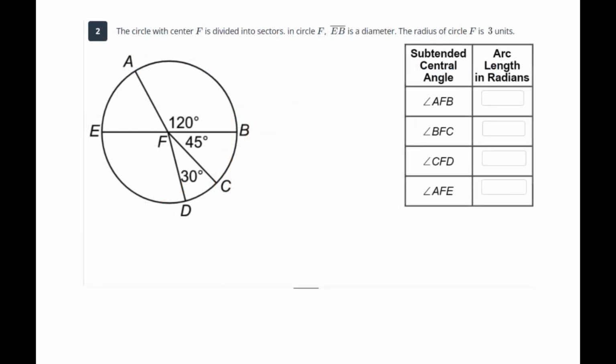This question is asking about arc length, and it's in radians. So arc length has to do with the circumference of the circle, which is 2 pi r. And you have to know what your central angle is to find your arc length. So if you know what your radius is, 3, then when you're finding your arc length, you're going to have theta over 360 times your circumference, or 2 pi r. In this case, r is 3.